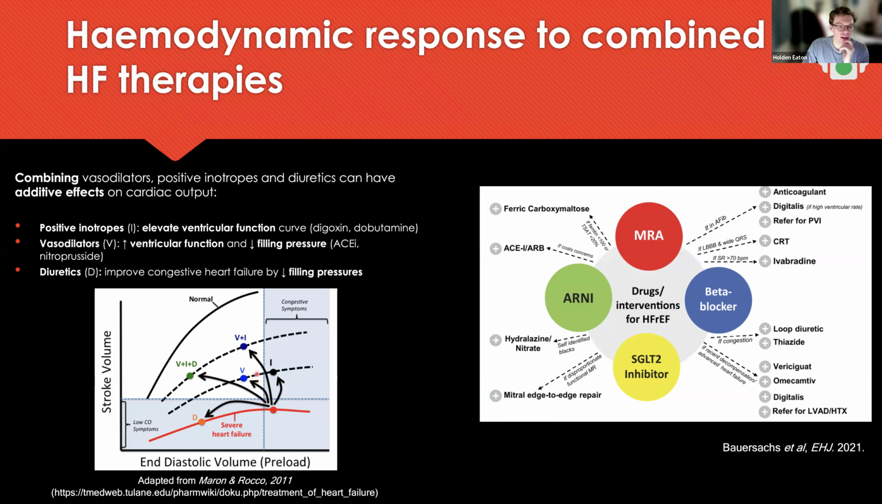You might vasodilate, which reduces the end systolic resistance. So the heart's not working against such hard resistance. And so again, you shift the curve up one more time. And then finally, diuretics. You move yourself down the end diastolic volume. You excrete much more fluid, and you stop fluid overloading the heart. So again, you've moved yourself up much closer to a normal heart's curve through a combination of treatment.